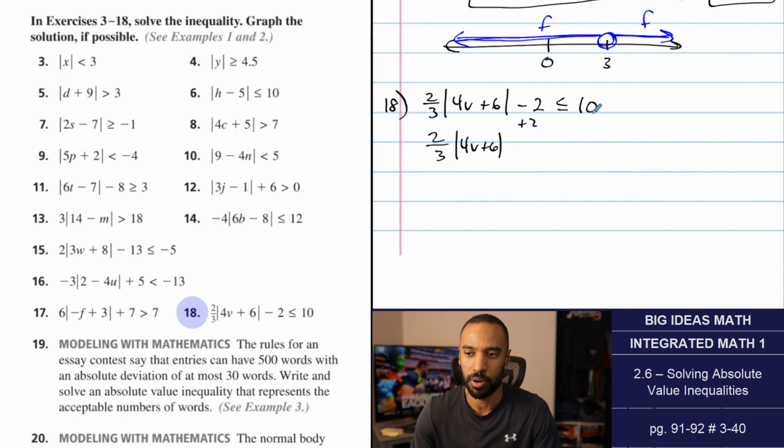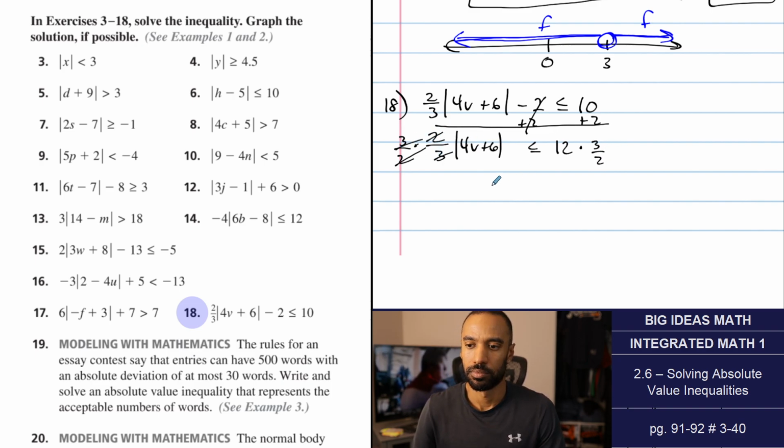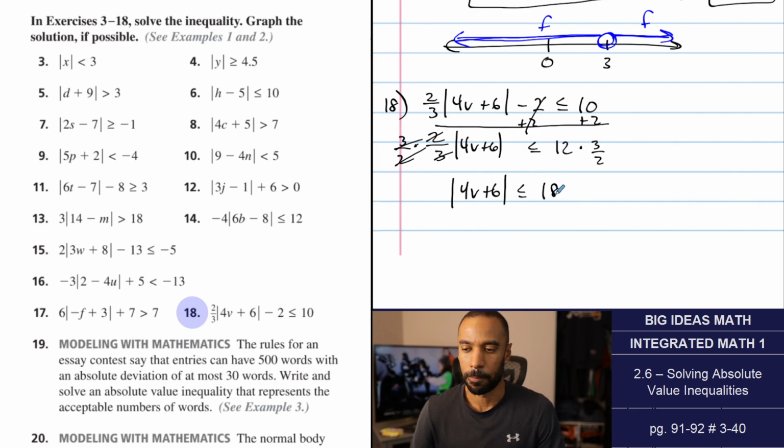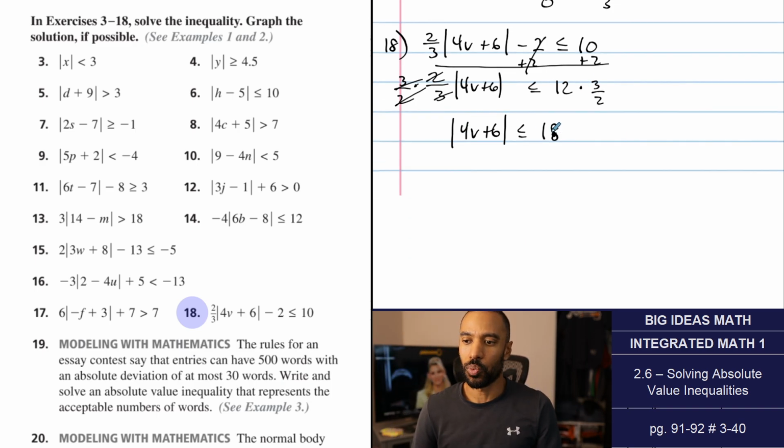As we add 2 to both sides, and now we have less than or equal to 12. Now I'm going to multiply both sides by 3/2 to get rid of that. In one step, multiply that. The numbers will change a little bit. And 12 divided by 2 is 6. 6 times 3 is 18. Okay, so we're at this stage here. We've seen it. We're going to be between 18 units of 0 for this expression.